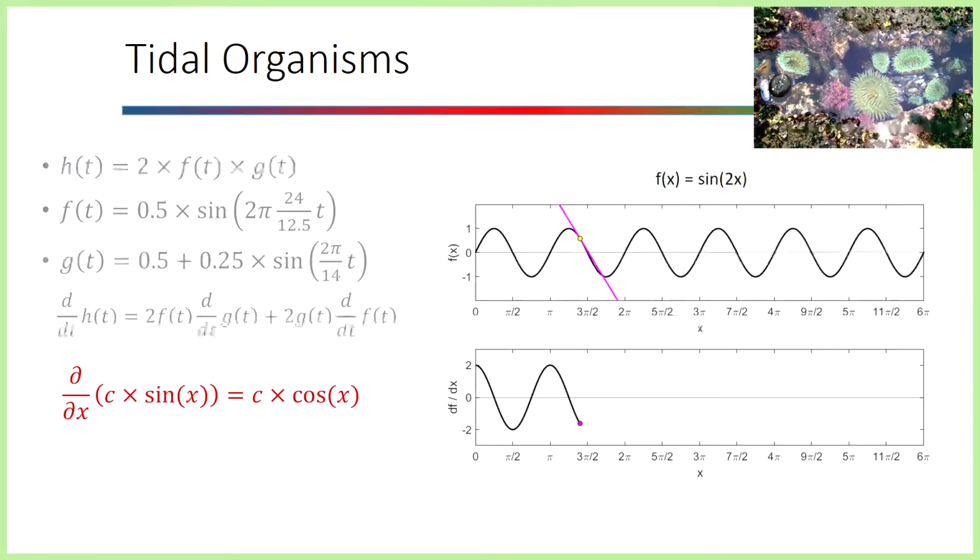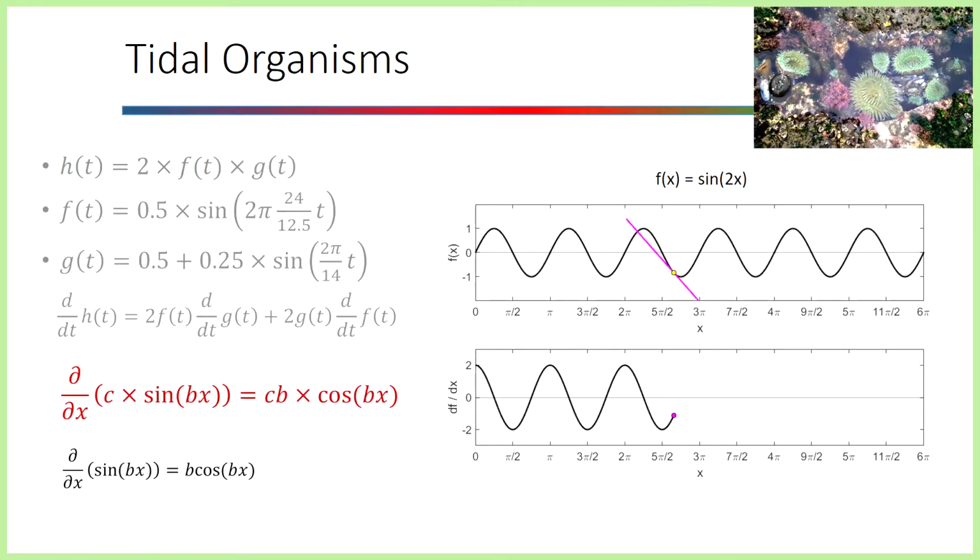We can thus write that as the derivative of the sine of 2x equals 2 times the cosine of 2x. I'm not going to prove it here, although you'll learn how to prove it in the next toolbox. But the derivative of the sine of any constant times x equals that constant times the cosine of that constant times x.